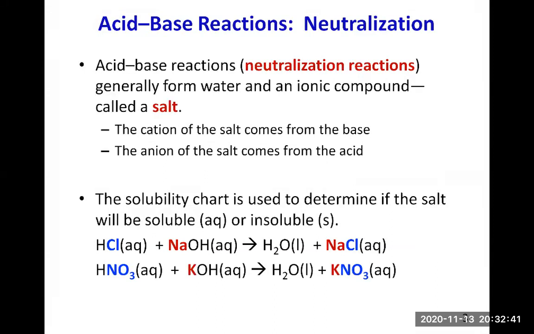Another example, HNO3 plus KOH gives water plus KNO3. So HNO3 is the nitric acid. It has the anion nitrate, a polyatomic ion. And the base is KOH, so it's the potassium with the hydroxide ion. And when they combine, they will form water. And the potassium ion will combine with the nitrate ion to form the salt KNO3, potassium nitrate.